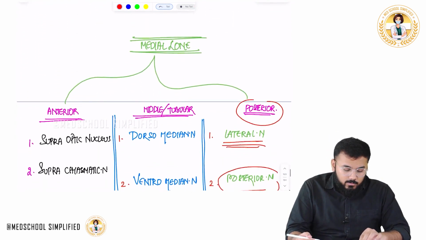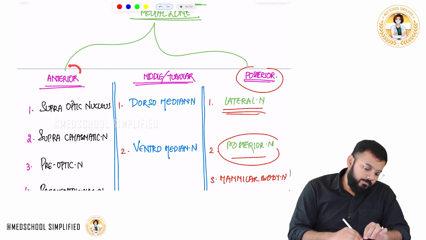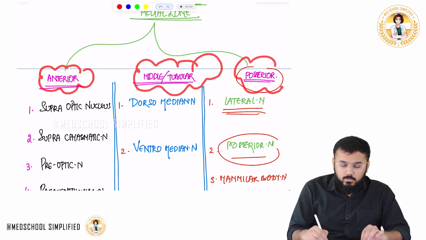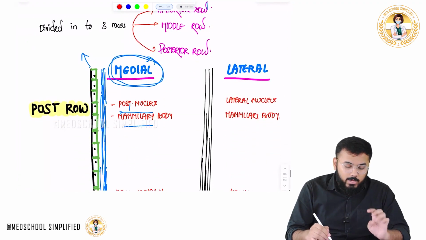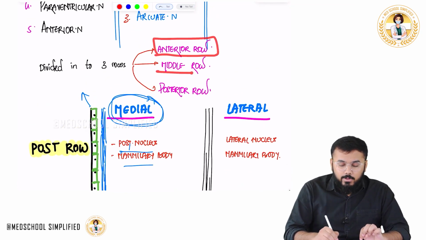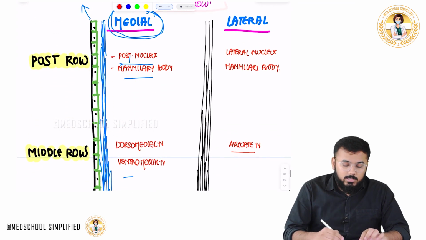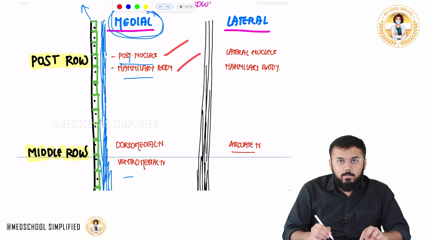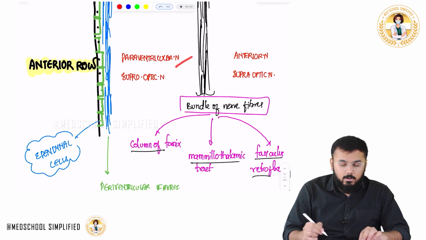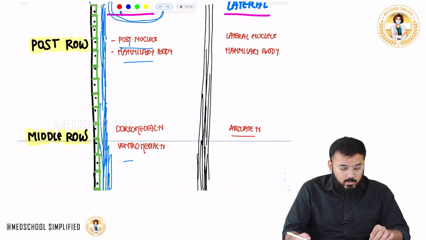Next, another way of classifying: the medial zone is divided into the anterior, the middle or tubular, and the posterior. This is what I have told you. Now another way of classifying it is in rows. Anterior row we have got, middle row we have got, posterior row we have got. So in the medial row, these are the nuclei: posterior nucleus, mammillary body. Here dorsomedian, ventromedian. Here we have paraventricular, supraoptic. And here also the same nuclei on the other side as well.